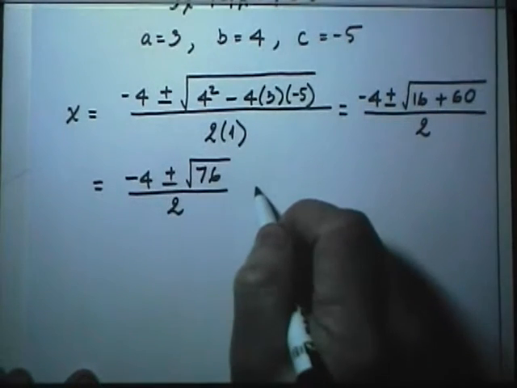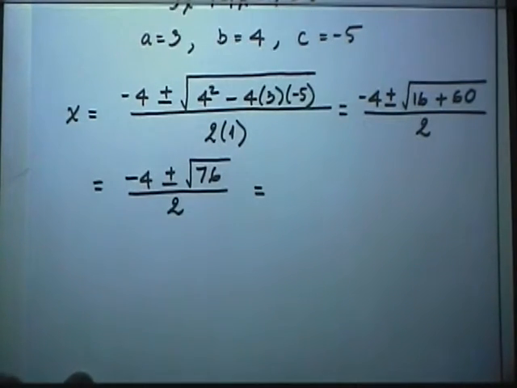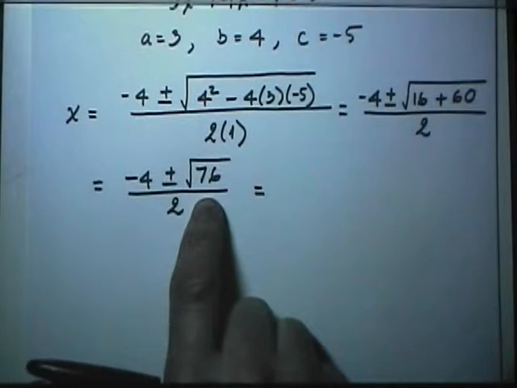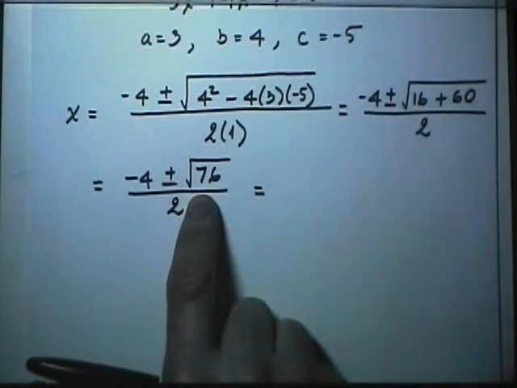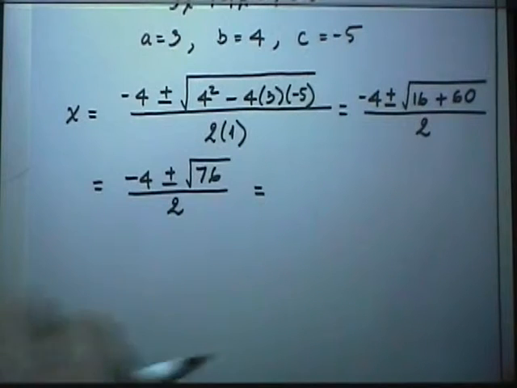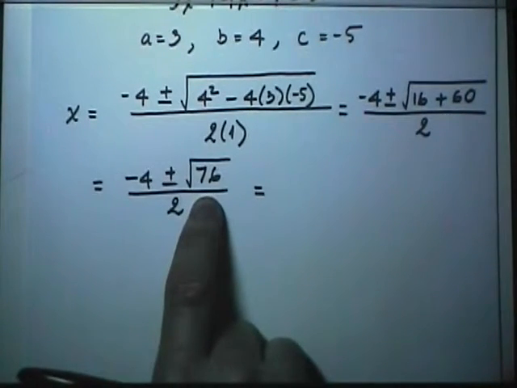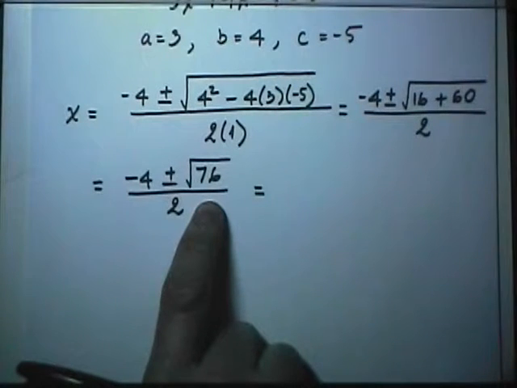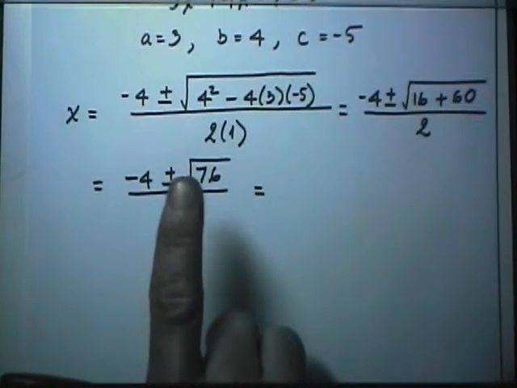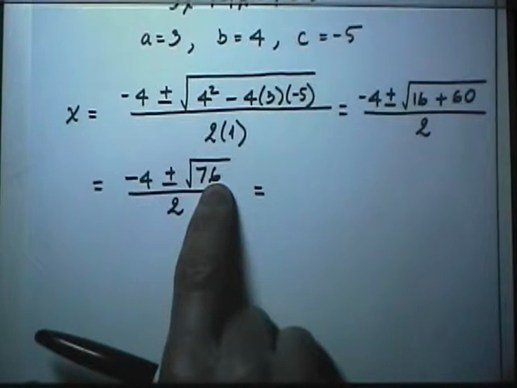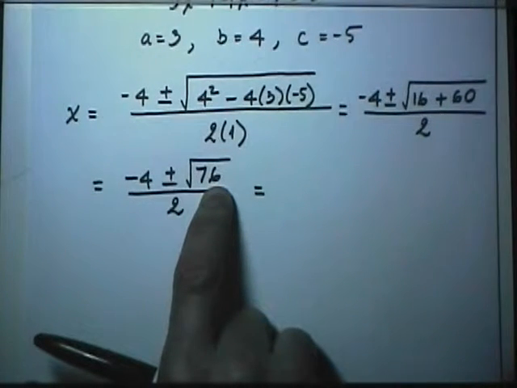Now, is 76 a perfect square? No. So we're not going to brutally compute the square root of 76 using a calculator. But remember, the nicer way is to reduce that square root, and you remember how to do that. The question here is: what is the largest perfect square that goes into 76 as a factor?